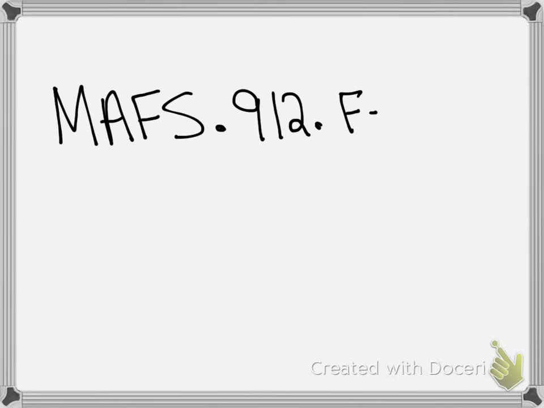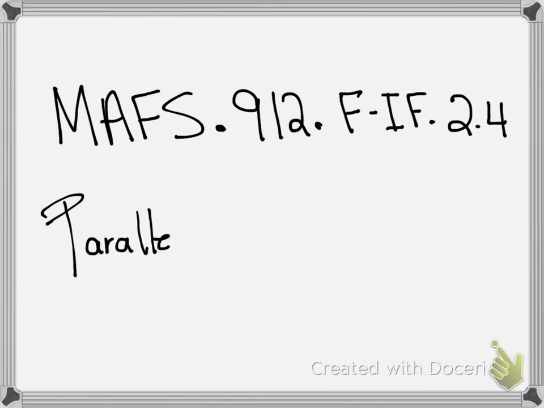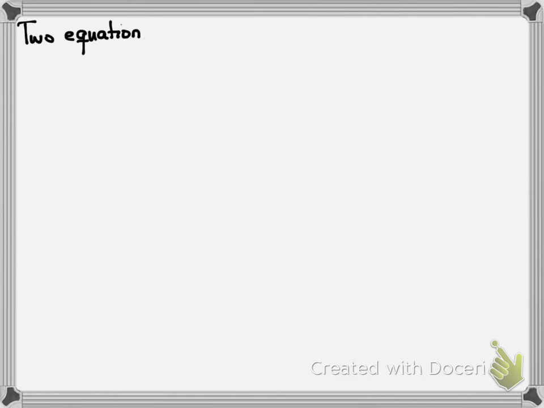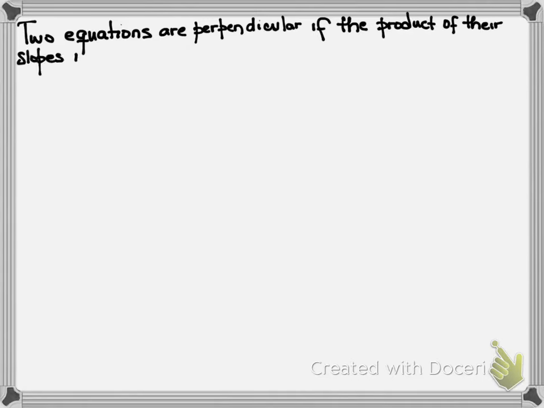Welcome back, class. In this section, we're going to look at perpendicular lines, equations that are perpendicular. What does that mean exactly? When two equations are perpendicular, we know the product of their slopes has to equal -1. Understand that again. The product of their slopes is -1. So let's look at a couple examples.